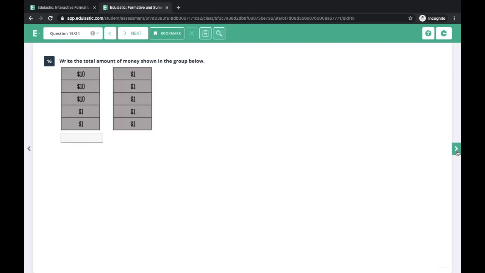Let's look at this last group of money. We see tens and we see ones, but we don't see any hundreds. So let's start by counting our tens. Count with me. 10, 20, 30, 31, 32, 33, 34, 35, 36, 37. In this group, we see $37.